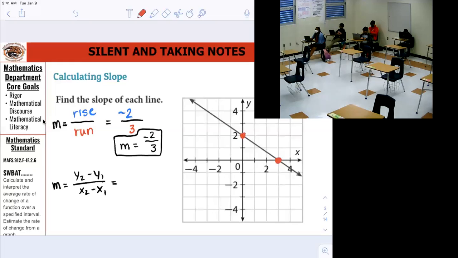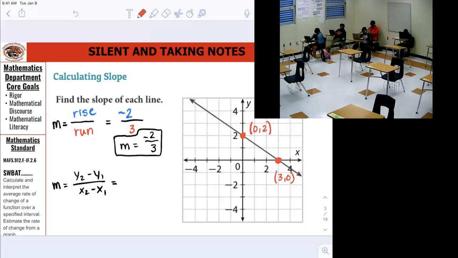What are the coordinates of these 2 points? 0, 2. That's this one right here. And the other one? Look carefully. It's not on the 2, it's on the 3. Yeah. So this is 3, 0. All right. Thank you, Lauren.